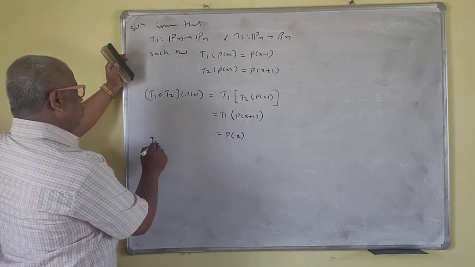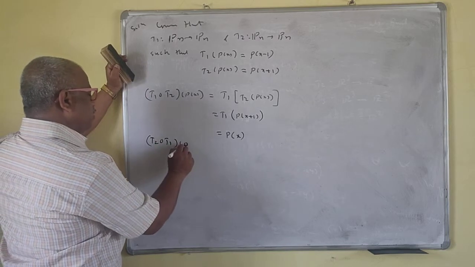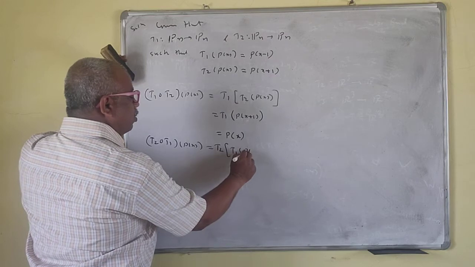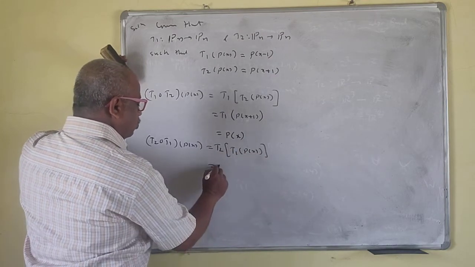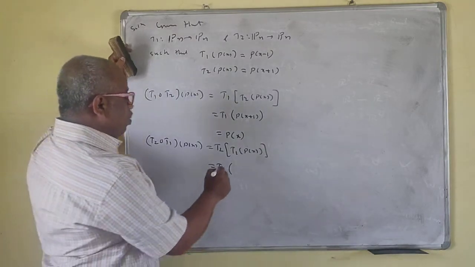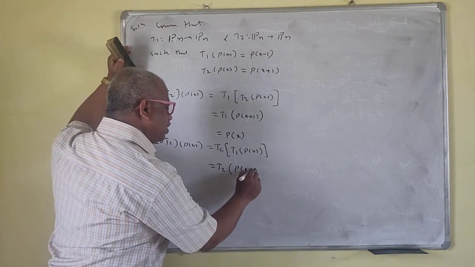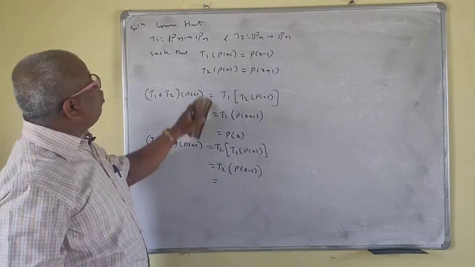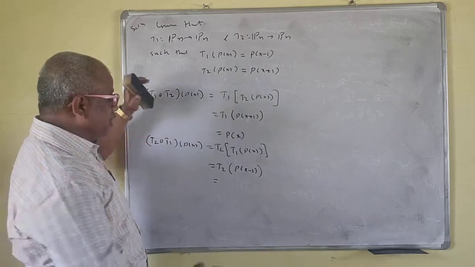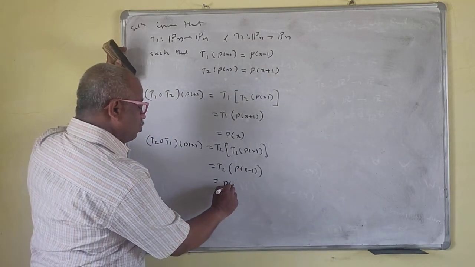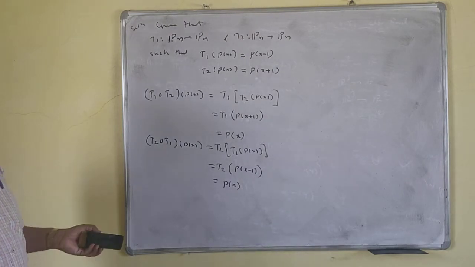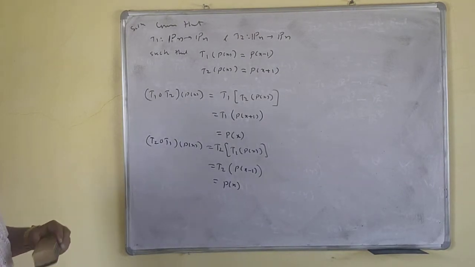Okay, so T2 compose T1 of P(x). This is the definition: T2 of T1 of P(x). T1 of P(x) is what? P of x minus 1. Now T2 of P(x) is what? P of x plus 1. That means x is replaced as x plus 1. So this is P(x). In this way, you can find composition for polynomials and so on. Okay.